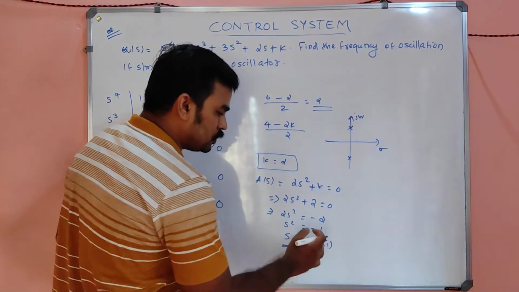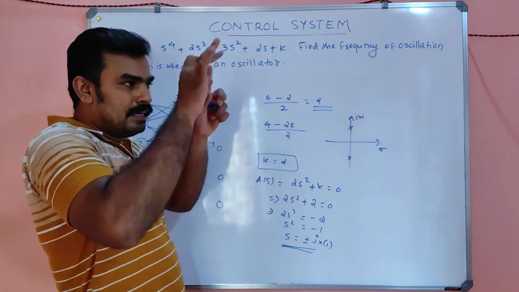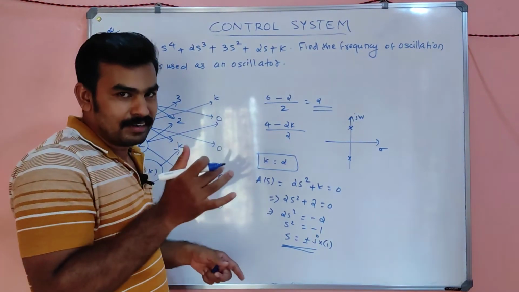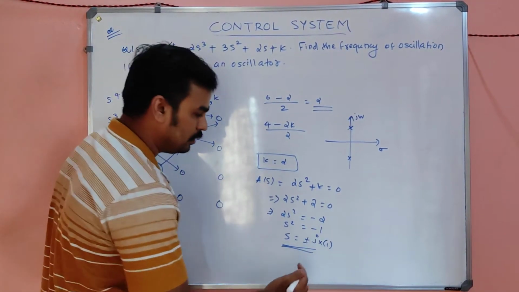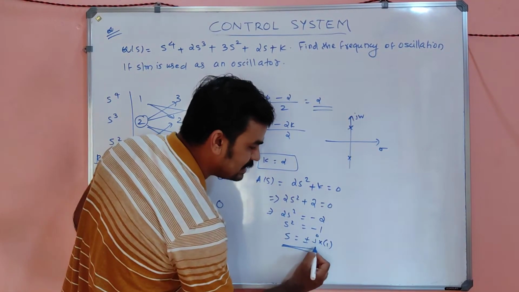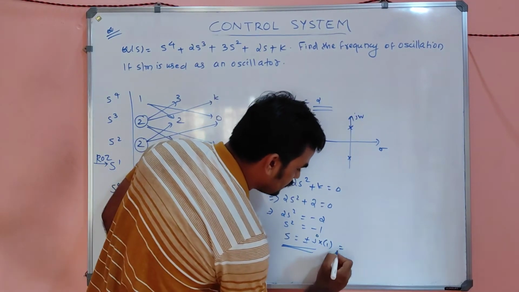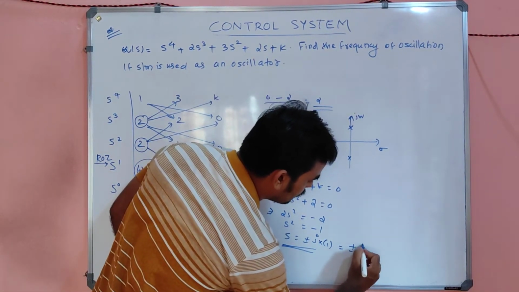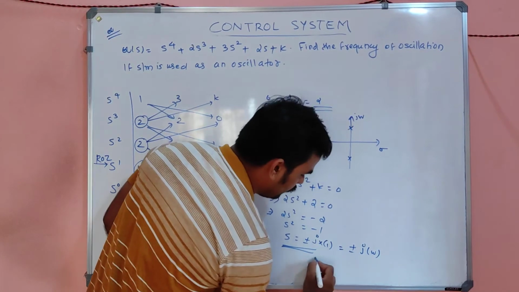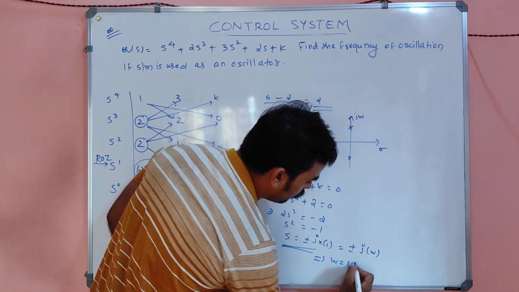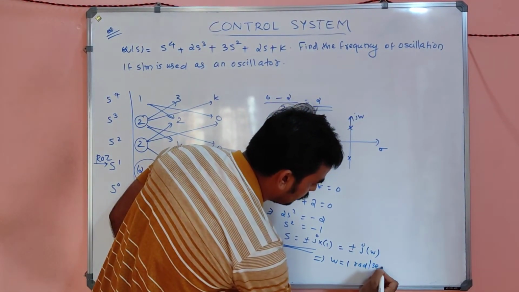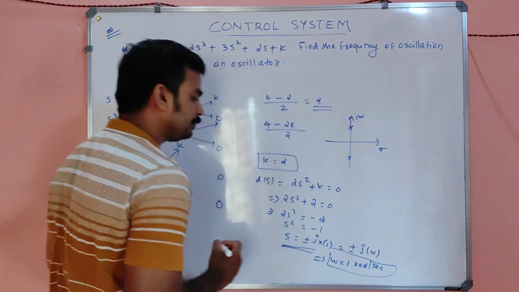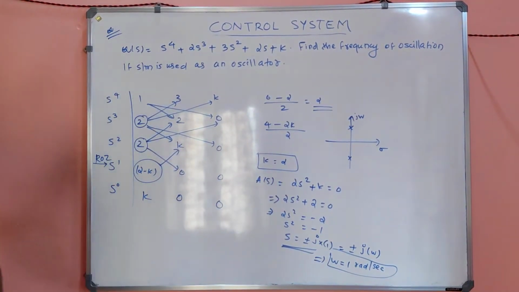If it is plus or minus j, it means in between it is hidden 1, right? So j into 1. So s is equal to plus or minus j omega. This is in the form of plus or minus j omega, which implies omega equal to what? 1 radian per second. Omega equals 1 radian per second.